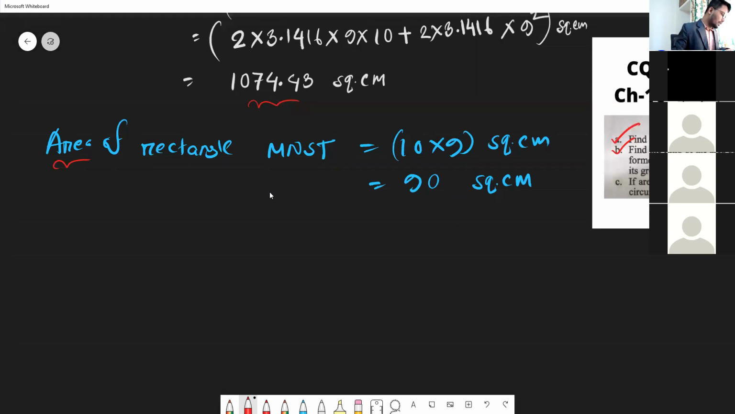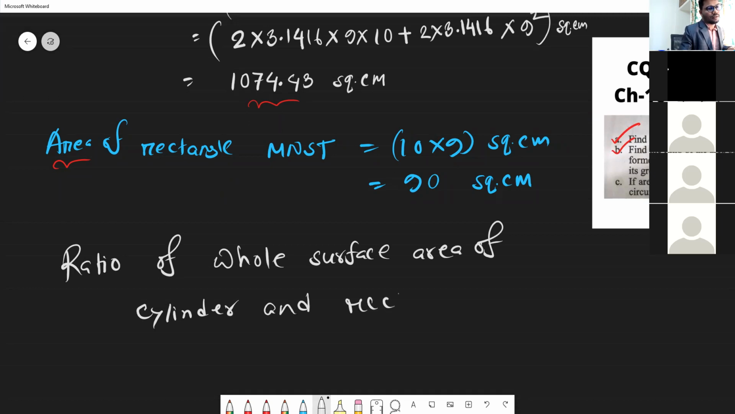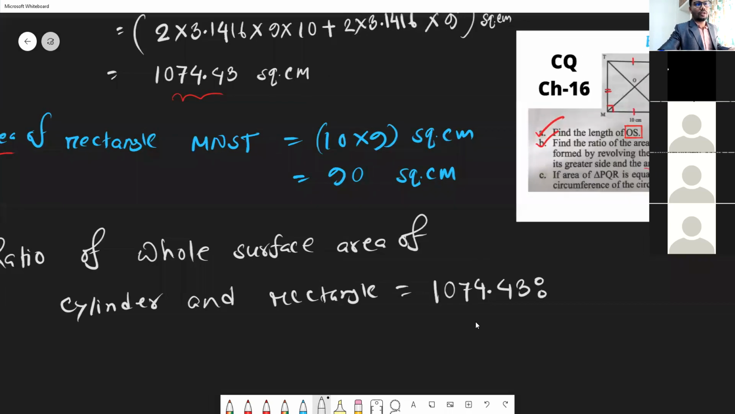the relation between the whole surface area and the quadrilateral is the ratio of the whole surface area of the cylinder and the rectangle, which is equal to 1,074.43 ratio 90. And this is our answer.